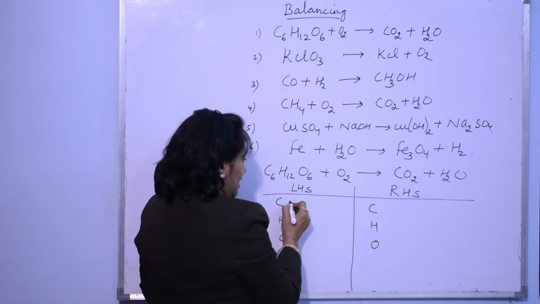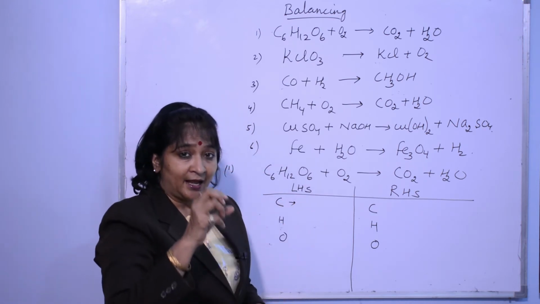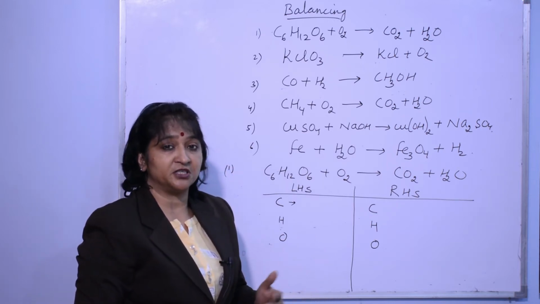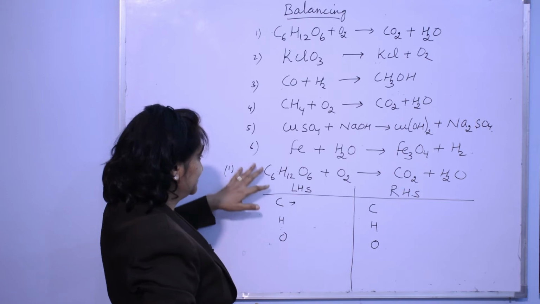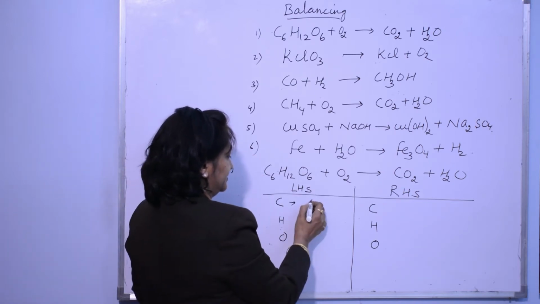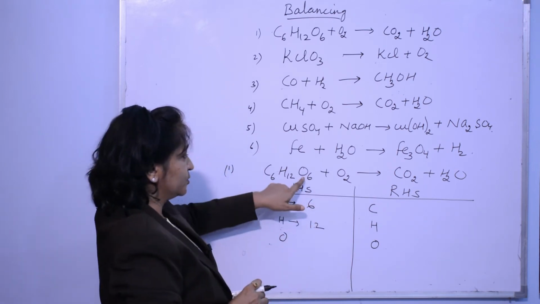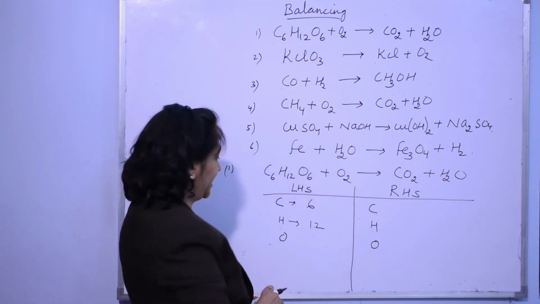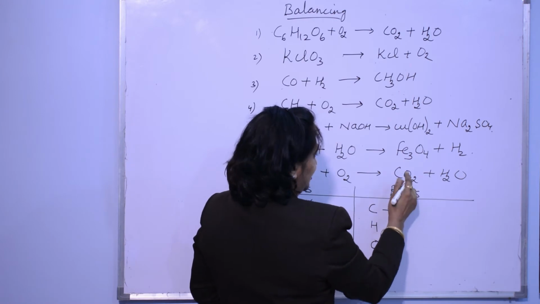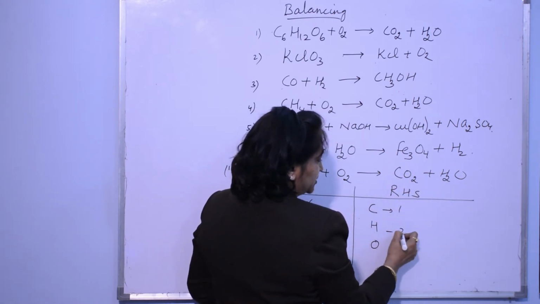Now, how many carbon atoms are present? You will write that. And calculating the number of atoms, including the subscript and the coefficient, that is again another important feature. Like carbon, here carbon is 6, hydrogen is 12, oxygen, how will you count? 6 plus 2, 8. So oxygen is 8. Carbon here is 1 and oxygen is 3, hydrogen is 2.